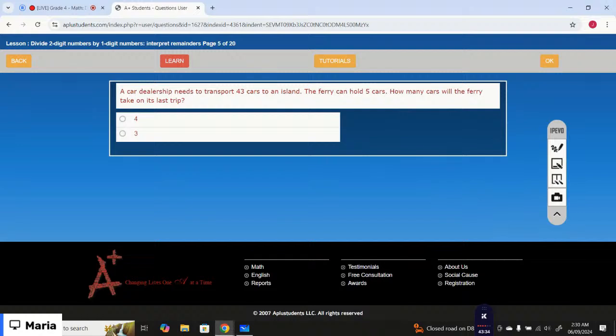A car dealership needs to transport 43 cars to an island. The ferry can hold 5 cars. How many cars will the ferry take on its last trip? So, which is the correct option?